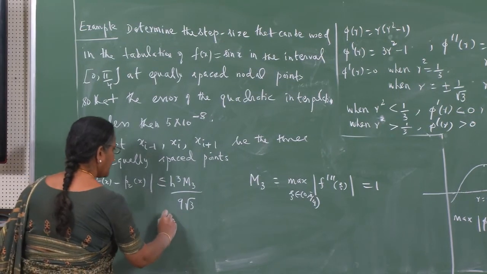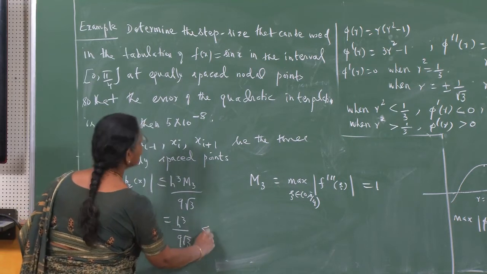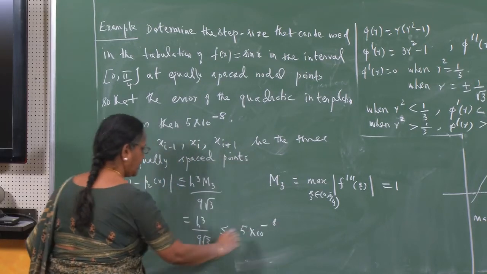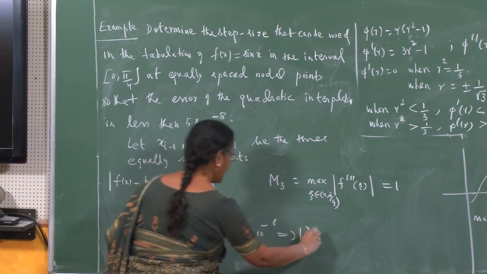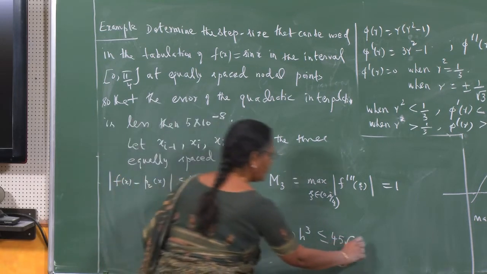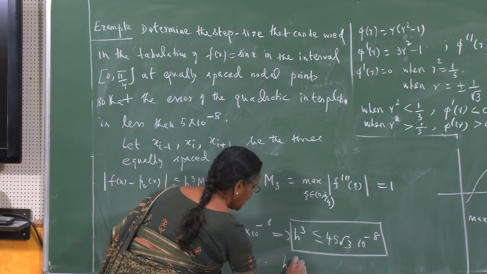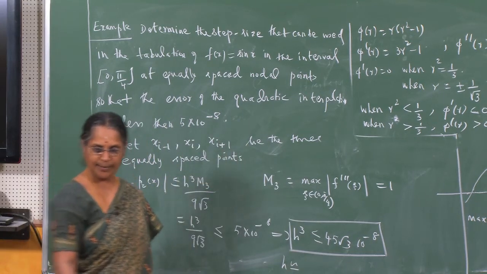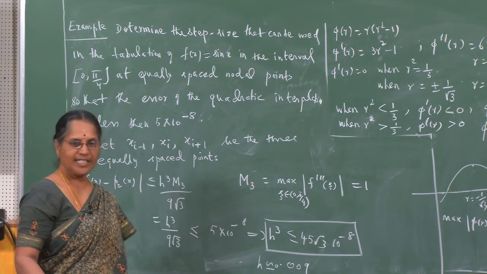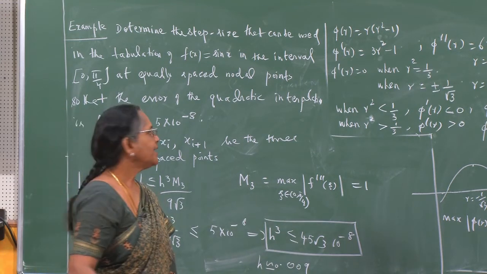So I want h cubed by 9 root 3 into 1 to be less than or equal to 5 into 10 to the minus 8. So h cubed must be less than or equal to 45 root 3 into 10 to the minus 8. And if you evaluate h, that turns out to be approximately 0.009. So I shall give you another problem and you can try to work it out as homework.